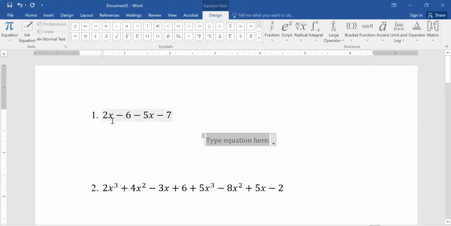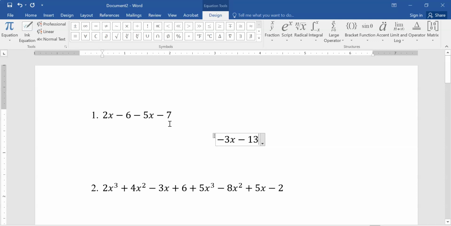What I see here is a 2x and a minus 5x. Those are alike, x and x. So I take the 2 and minus 5. 2 minus 5 would be a negative 3. So I'm going to end up with negative 3x. Negative 6 minus 7 is going to be a minus 13. By the way, if you would rather do a plus negative 13, that's fine too. But minus 13 is just a little bit easier to write.